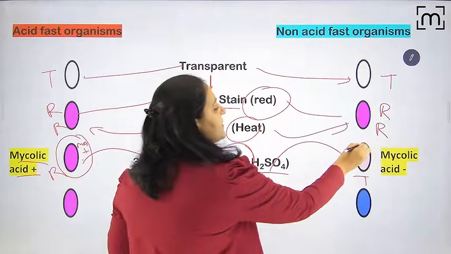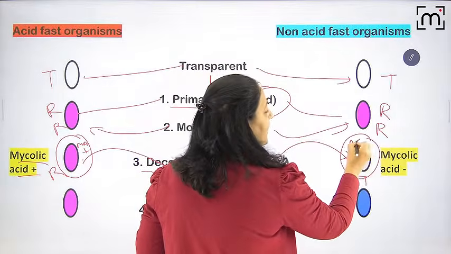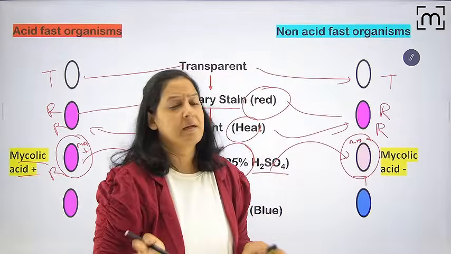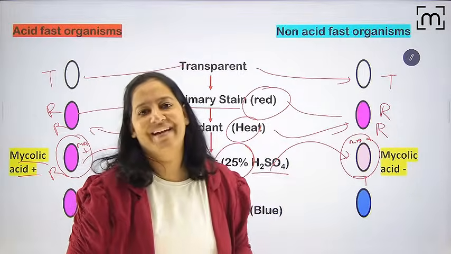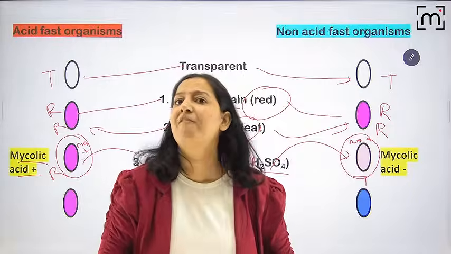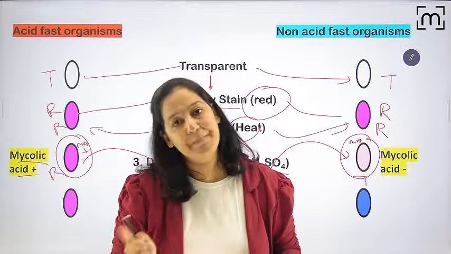On the contrary, they also have the cell wall, but in the cell wall mycolic acid is absent. Other things are present. They don't have mycolic acid in their cell wall. Guards are absent, so decolorizer can enter. So here the principle is again cell wall, but it is not peptidoglycan. It is the mycolic acid.